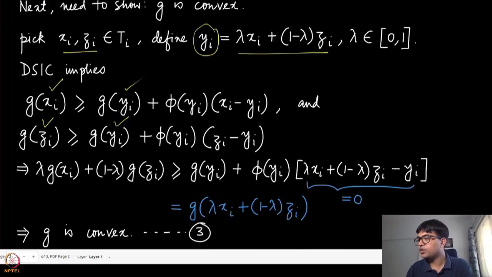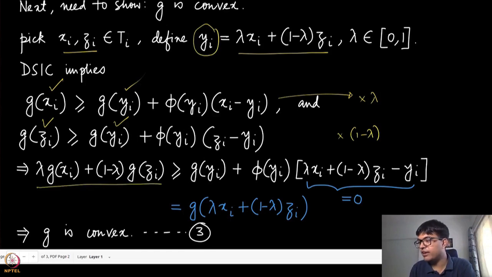So now what we are going to do is multiply this first inequality with lambda and the second inequality with 1 minus lambda, and then add them together. This does not change the direction of the inequality, because both lambda and 1 minus lambda are non-negative quantities. So on the left hand side we have this quantity, and on the right hand side we have g of yi, which is nothing but this, lambda xi plus 1 minus lambda zi, that's the expansion of yi.